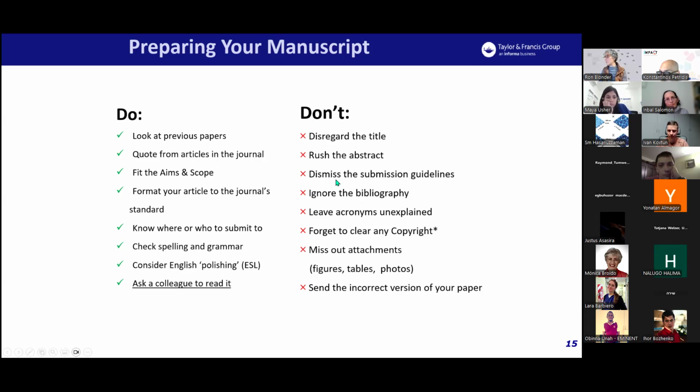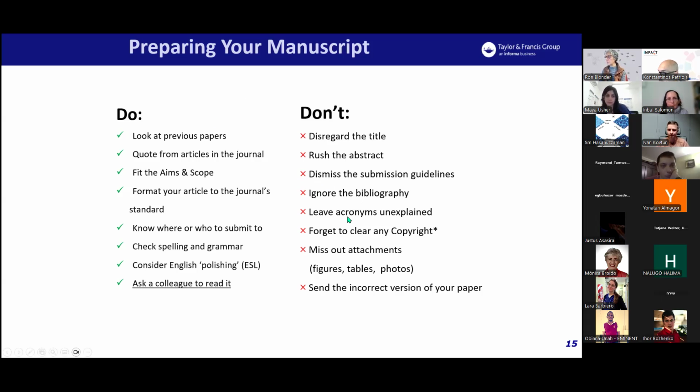Pay attention to the submission guidelines and don't dismiss them. Don't ignore the bibliography at the end, so don't write it with a lot of mistakes. Imagine that you are a reviewer and you see the bibliography at the end of the paper written with a lot of mistakes. Immediately, you have bad feelings for this author. You don't want that to happen to your paper.